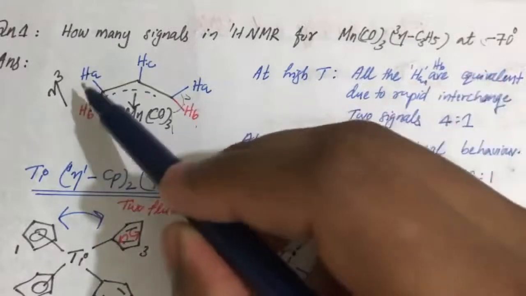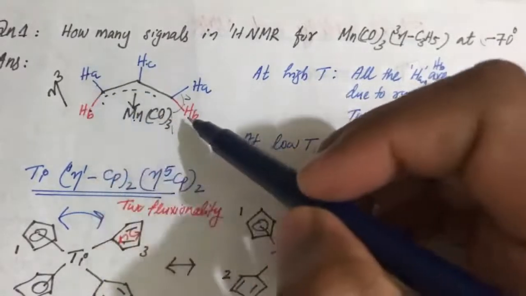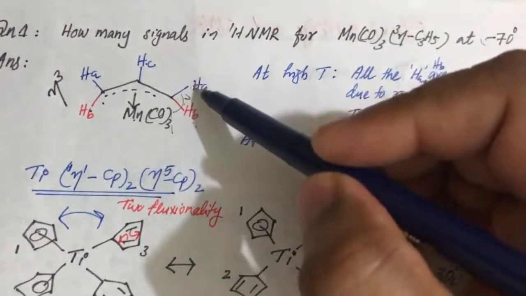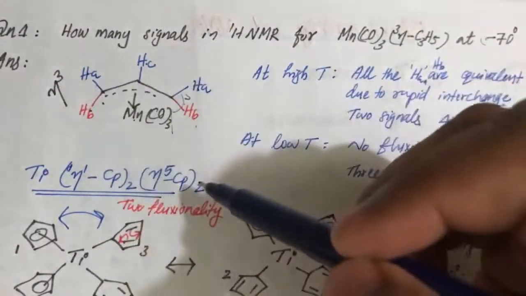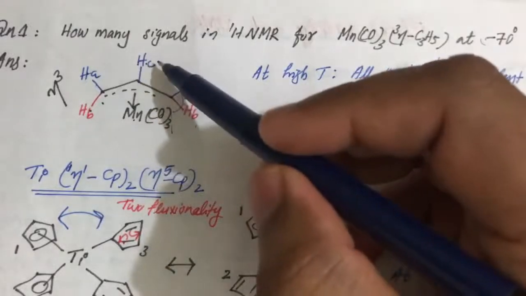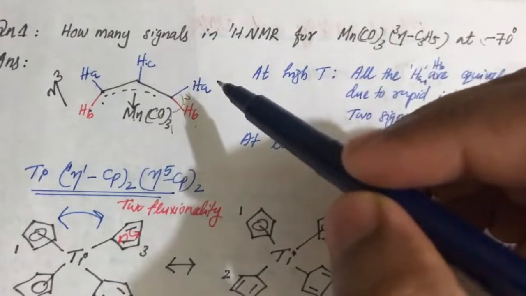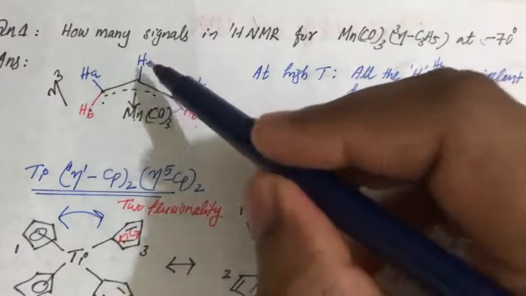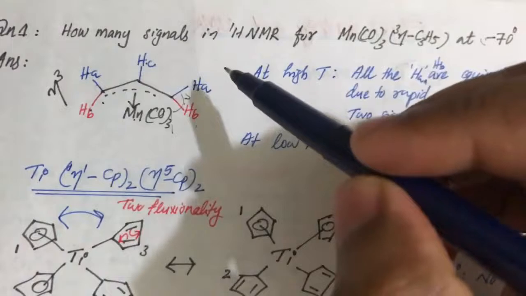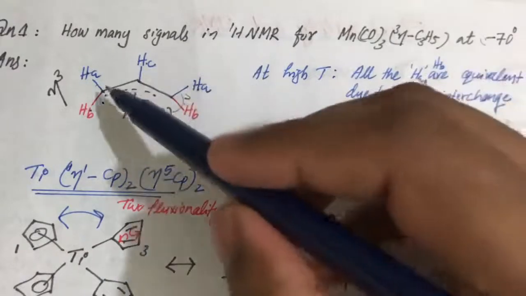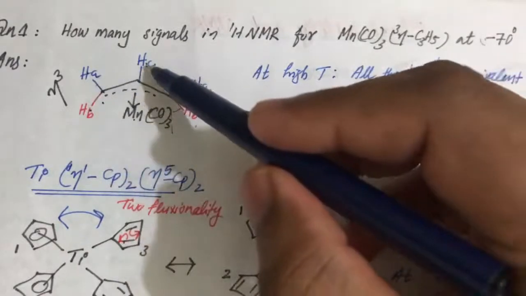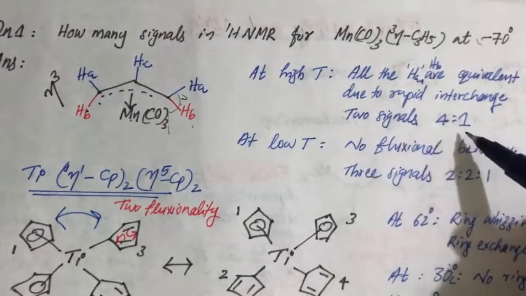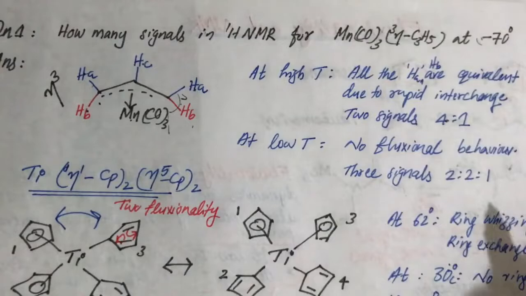That means at a high temperature these two hydrogens and these two hydrogens are in the same chemical environment. In effect these 4 hydrogens are equivalent, and this one is entirely different. So at high temperature, due to fluxional behavior, there are two kinds of chemical environment. It can exhibit 2 peaks in NMR, due to these 4 and this single hydrogen, that is, 2 signals in a 4:1 ratio.